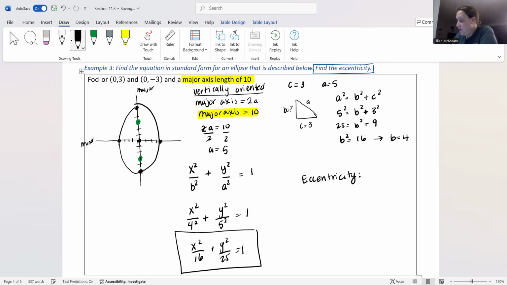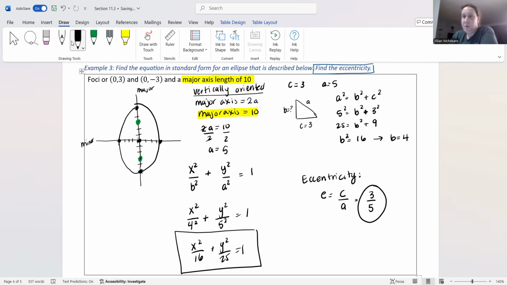So the eccentricity, remember, it's denoted by e, and it's the ratio of the distance from the center to a focus point, so c, compared to the distance from the center to one of the major vertex points, so a. Well, c we knew was 3, a we know is 5, so there you have it. Our eccentricity is 3/5, okay?